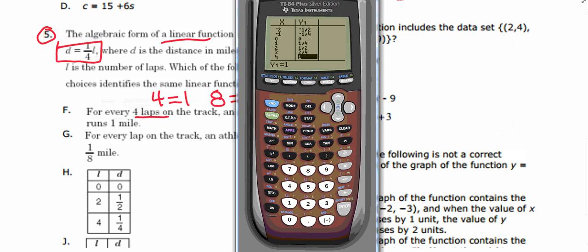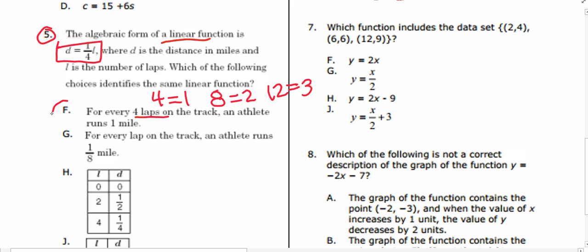So let's go back to our table, and at 4 it's equal to 1, at 8 it's equal to 2, and at 12 it's equal to 3. So that looks like the right answer choice, F. Okay, here we are at number 7. Let's look at number 7.